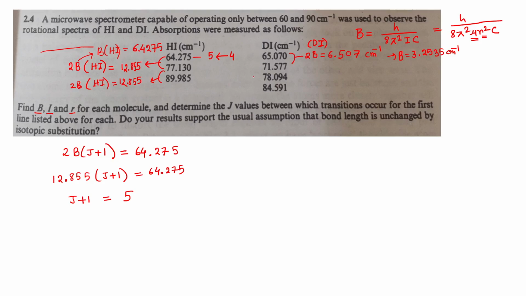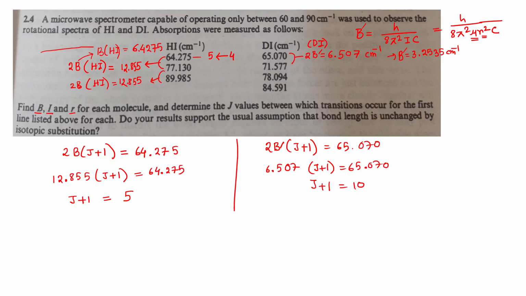What about this? Let me actually write 2B dash into J plus 1 is 65.070, and 2B we know is 6.507 into J plus 1. So J plus 1 is 10, right? So the transition was from 9 to 10, right? This one, rotational level 9 to 10. So that's how you can do it quickly.